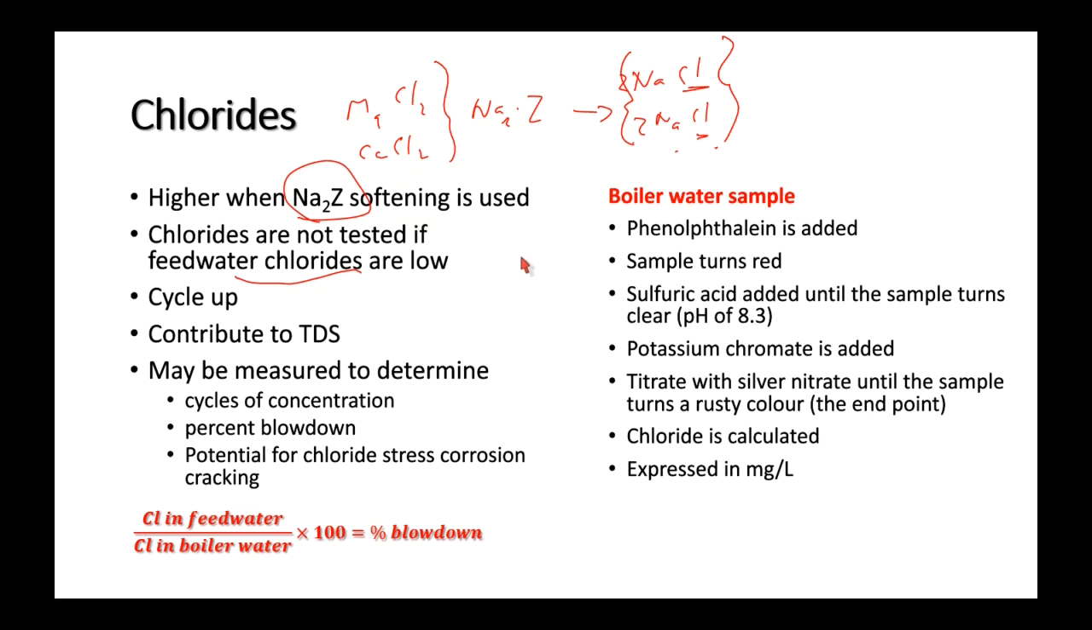So we can measure it if it's coming in, if we've got a sodium zeolite softener. Chlorides definitely contribute to total dissolved solids. They increase in concentration as we operate the boiler, and because of that, it's useful for determining cycles of concentration. And we can also use it for determining percent blowdown. And percent blowdown, if you recall, is how much water is being blown off compared to how much water is flowing into the boiler.